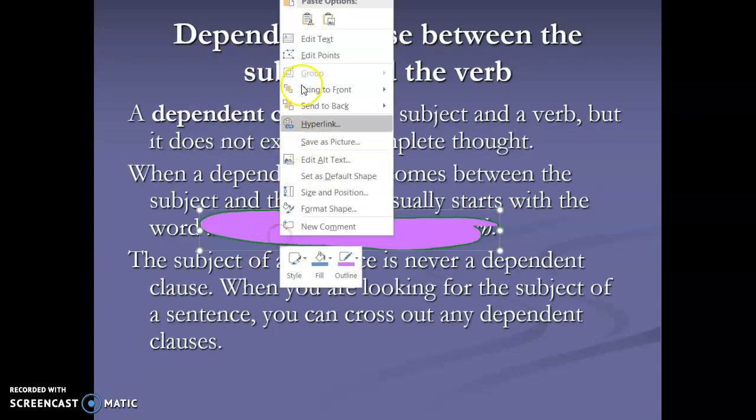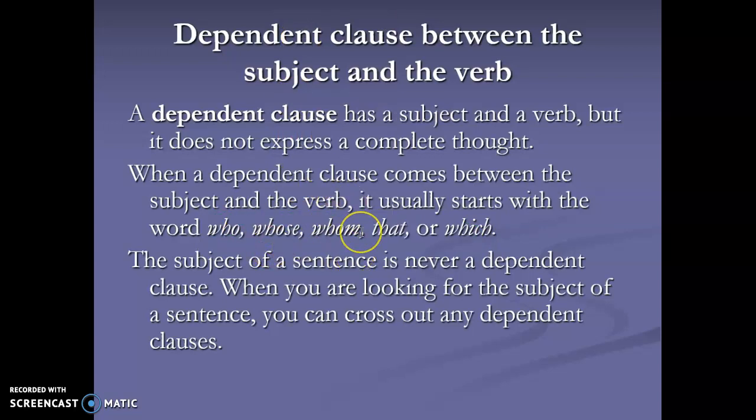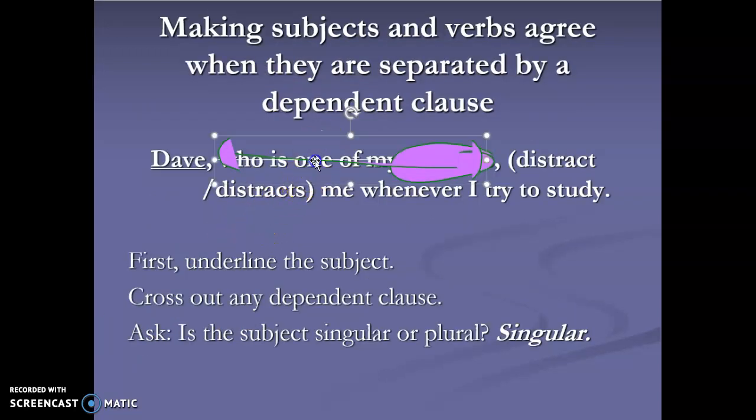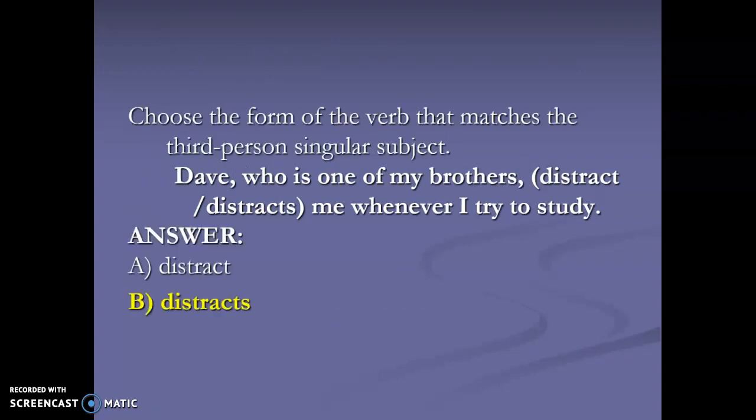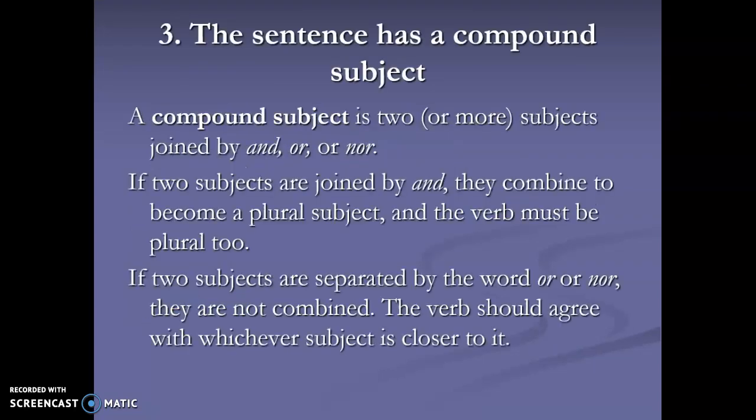If there's a dependent clause, the same thing. Put your dependent clauses in parentheses because subjects are never in dependent clauses. Typically, those groups of words start with who, whose, whom, that, or which. For instance, Dave, who is one of my brothers, distract or distracts. This who is one of my brothers is a dependent clause. You can put it in parentheses and forget about it. Dave is the subject. Dave is singular, so we want to make sure that we pick distracts because our singular has an S.